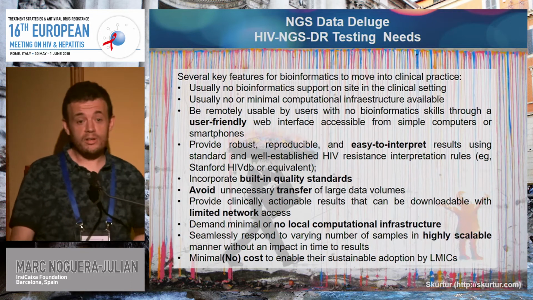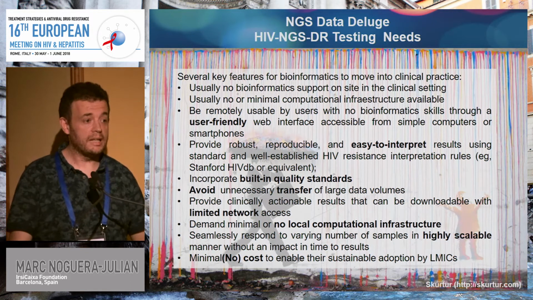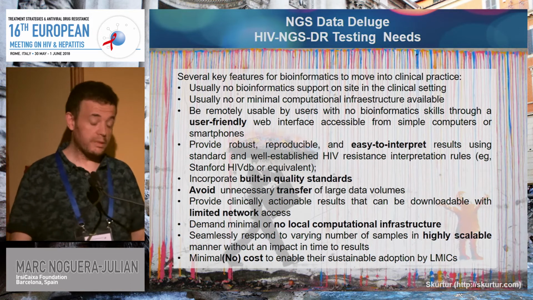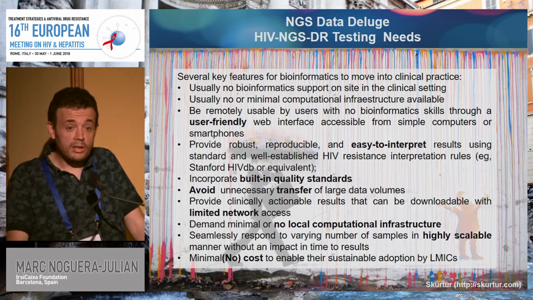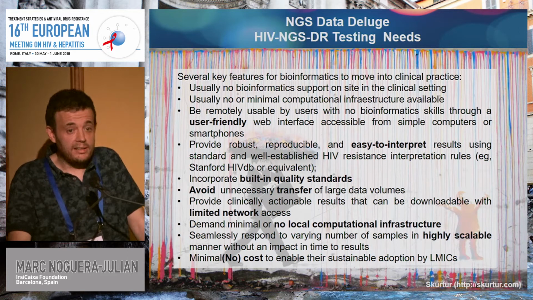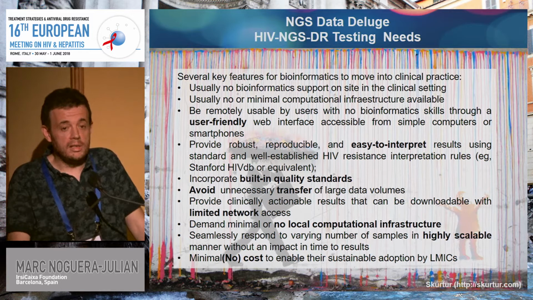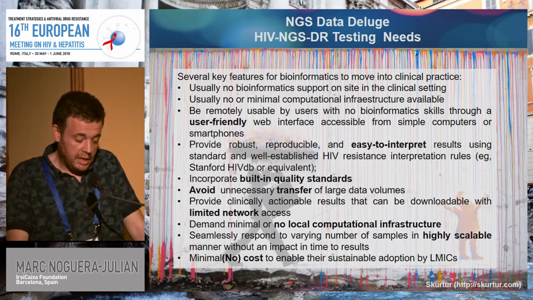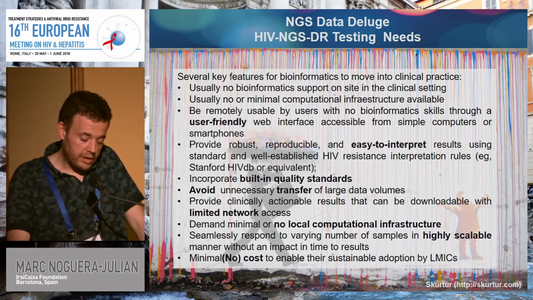You need to avoid, because we are talking about large data volumes, and the network may not be accessible. High throughput network may not be accessible in all the sites, so that's an issue. So we need to avoid unnecessary transfer of large data volumes and provide information for download that is useful and essential, like a PDF file which contains the information.